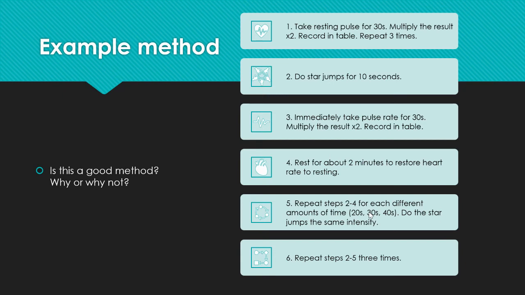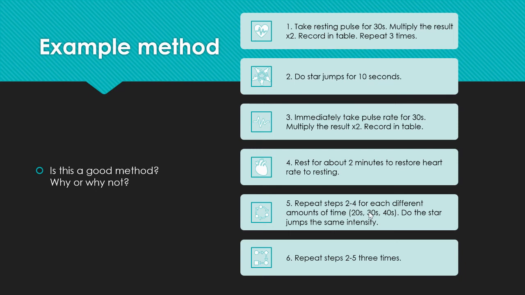Take resting pulse for 30 seconds, multiply the result by 2, record in the table, repeat 3 times. Do star jumps for 10 seconds. Can we be more accurate about the intensity of the star jumps? Should you do one jump every 2 seconds? Or are you just going to rely on the person to make sure the star jumps are the same each time? Take your pulse. Is the person good at taking their pulse? If we had the right equipment, is there a better way to record their pulse? Or is this taking your pulse with your fingers on your wrist? Is that going to be accurate enough?